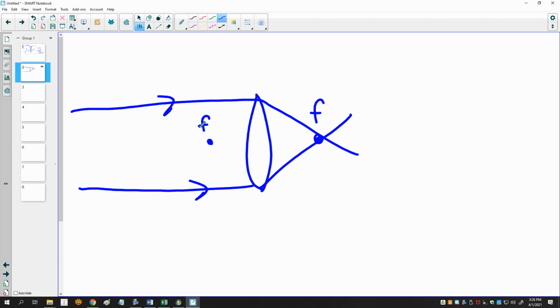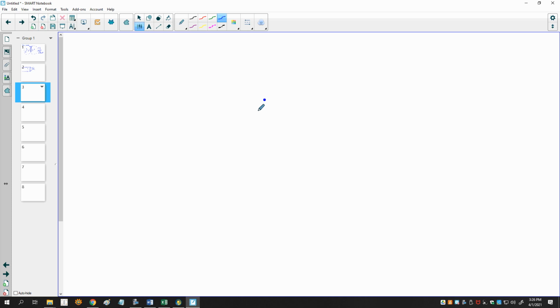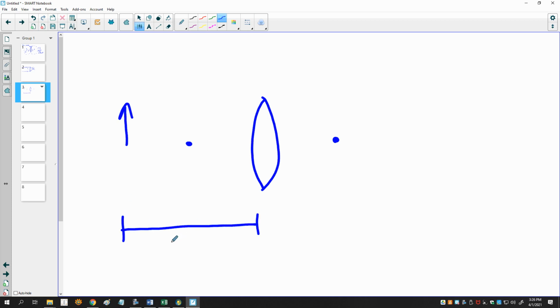And then, of course, this is a biconvex lens, so it has two focal points. So that's how we define the focal point for a lens. We can also talk about the image and the object distance. So if I have a lens right here, my focal points here and here, the object distance is the distance from the lens to where the object is located.